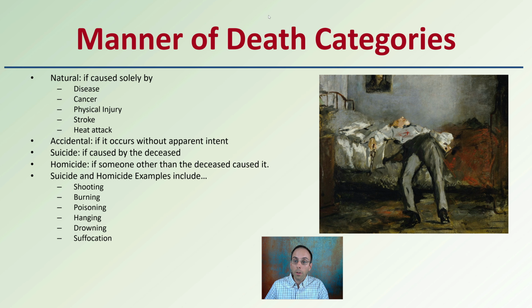Now, for the manner of death, there are different categories it can be placed in. There could be natural, if it is determined to be caused by disease, cancer, physical injury, stroke, or heart attack, and it occurred solely by those. Then there's accidental, if it occurs without apparent intent. There's suicide, if caused by the deceased individual. Homicide is defined as when someone other than the deceased caused it. Suicide and homicide examples include shooting, burning, poisoning, hanging, drowning, or suffocation. These are all manner of death categories that the autopsy could classify a death as.